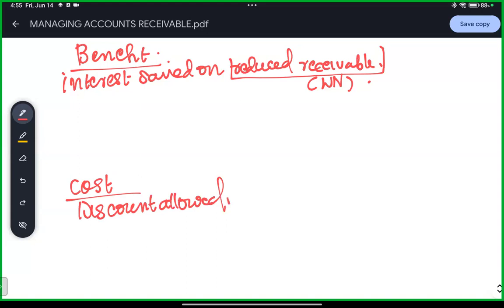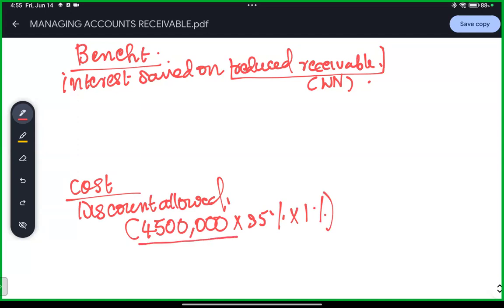So I'm just going to do the cost calculation here. So the cost is equal to, of the 4,500,000 credit sale, 35% of the customers will avail the discount. That means you will have to lose your revenue by 1%. So keep in mind always your calculations are based on your annual credit sale. So that means you will incur a cost of 15,750. Make sure you put it as a negative symbol, okay?